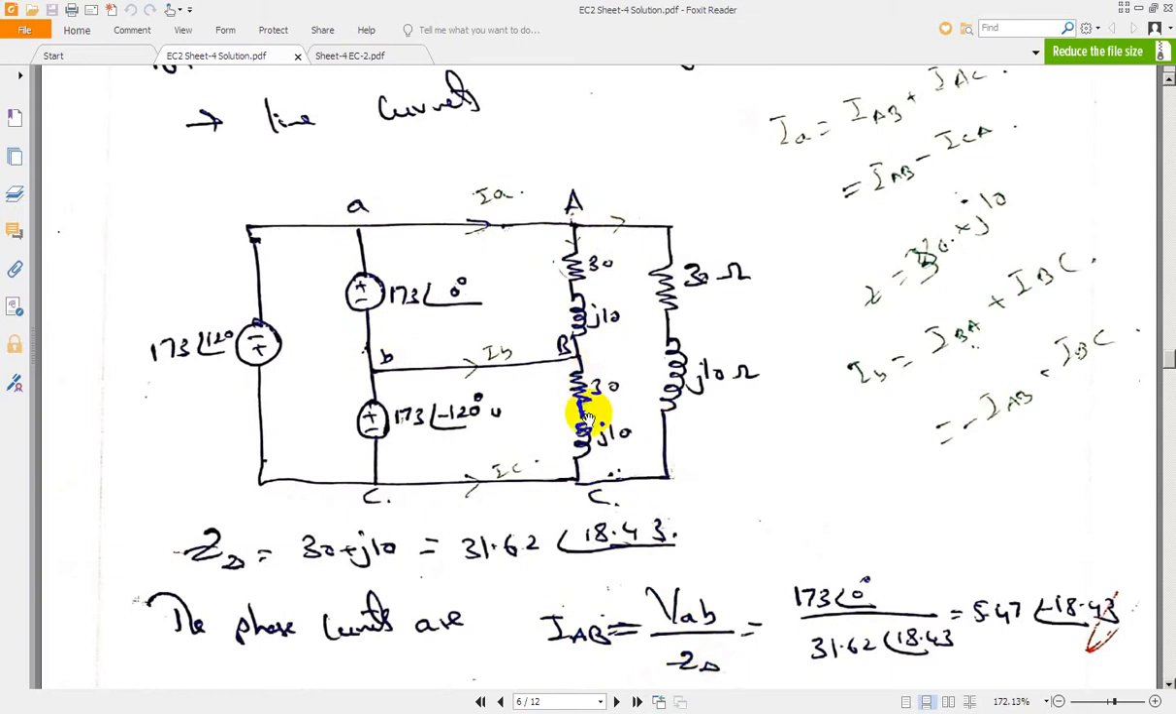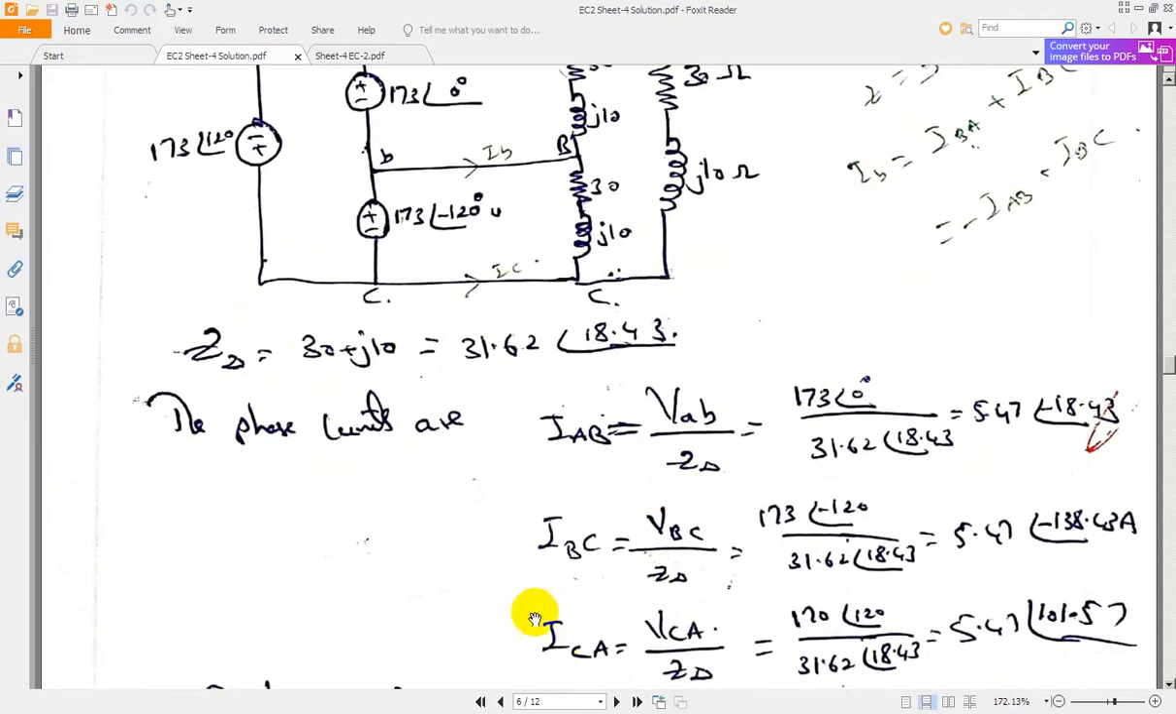If you want the current in this branch, VBC, the voltage across this is 173 at an angle of minus 120, VBC divided by Z delta. If you want the current flowing in this branch, it is VCA divided by Z delta, this voltage divided by this impedance. We will get the current flowing in this branch. Simply we can write it, it is Ohm's law. The phase currents are IAB is equal to VAB by Z delta, IBC is equal to VBC by Z delta, ICA is equal to VCA by Z delta.